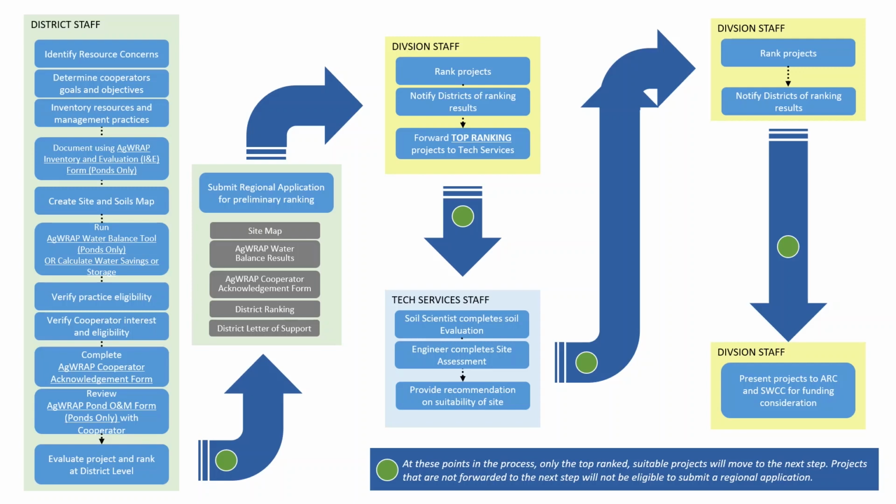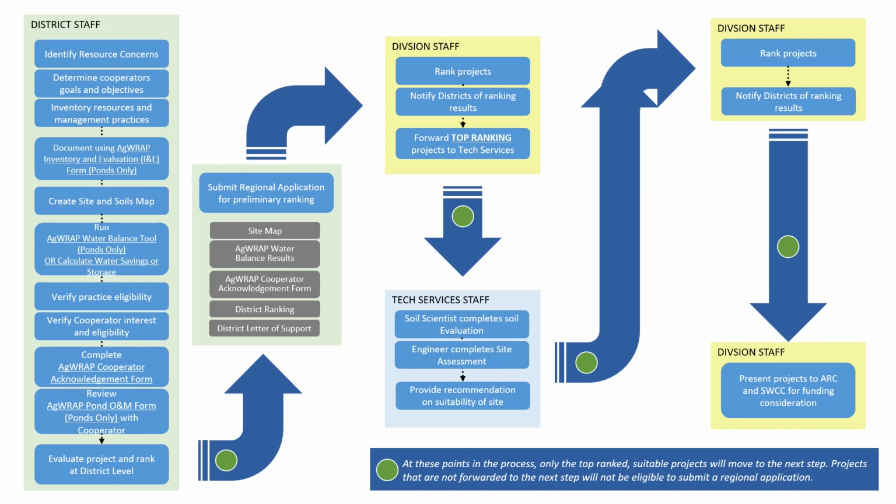After the applications have been ranked, only the top ranking projects will move on to the next step in the process. At this point, technical services staff, engineers, and soil scientists may perform evaluations to determine the suitability of the proposed project. This will be done for pond projects only. Technical staff will review documents submitted for conservation irrigation conversion and water storage and collection. However, site evaluations usually are not needed.